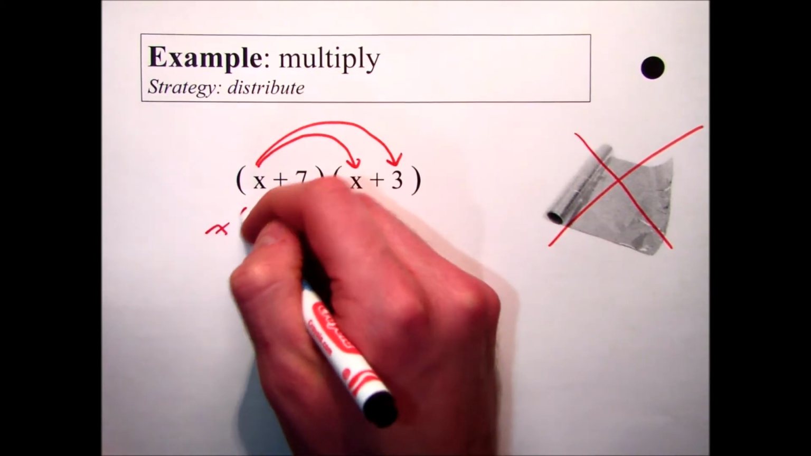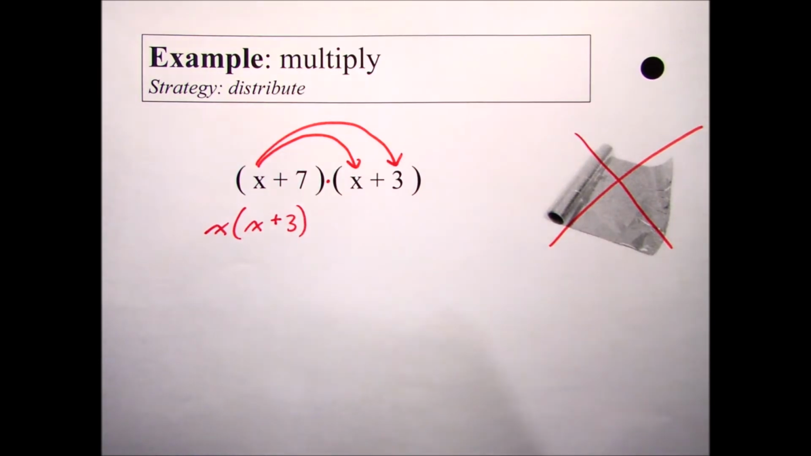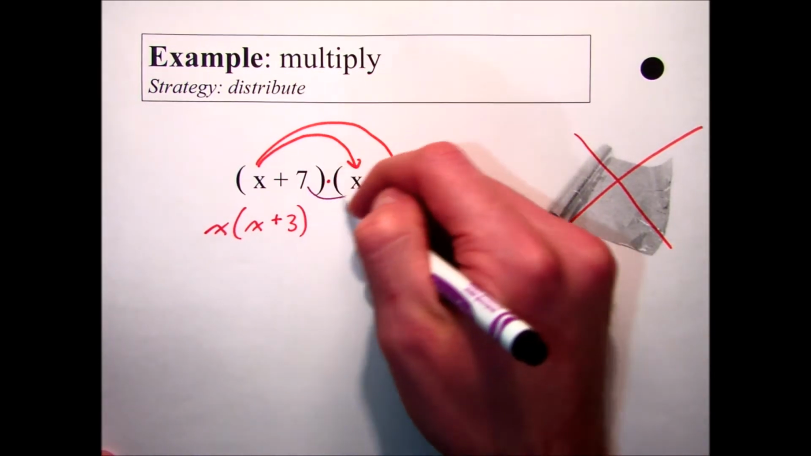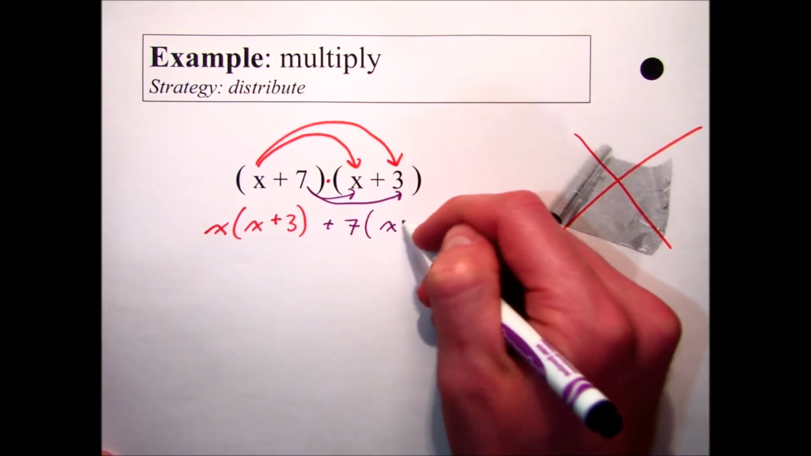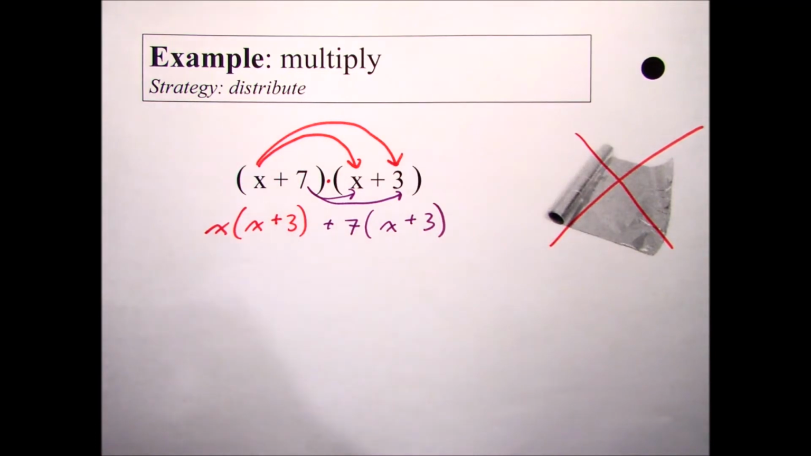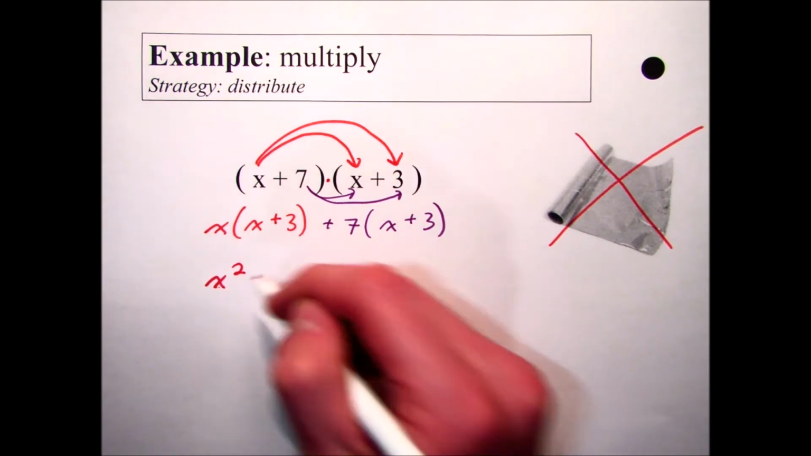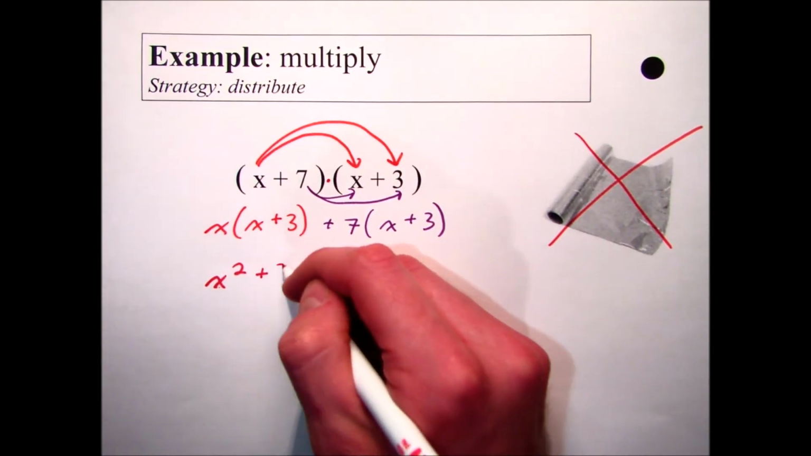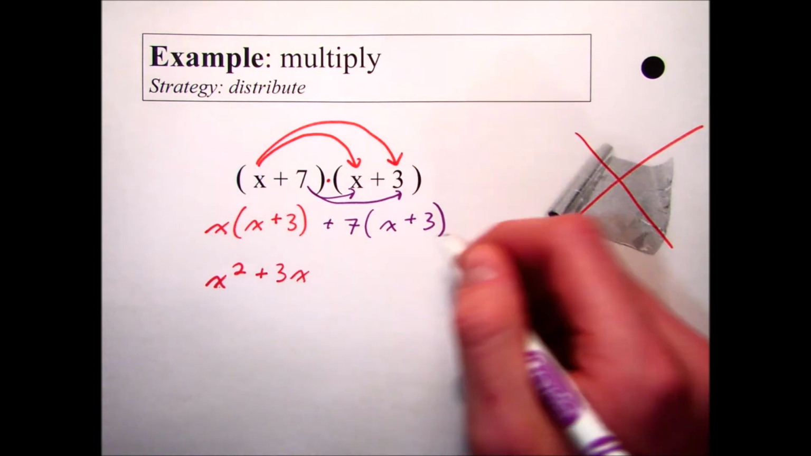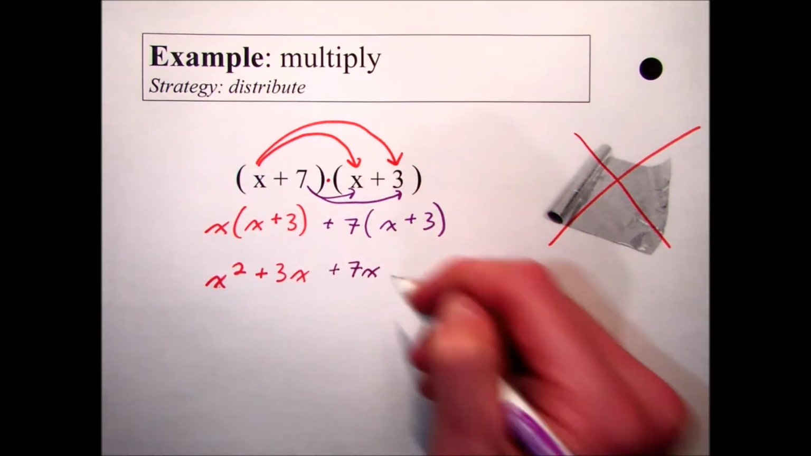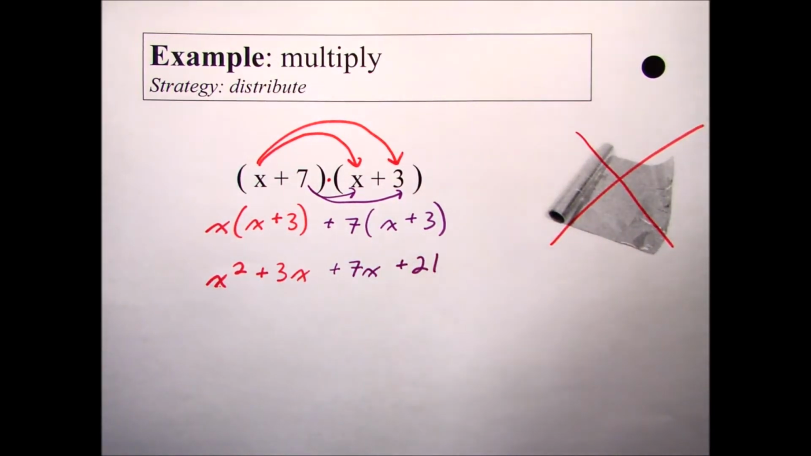So we will have x will be multiplied with x plus 3, and then the 7 will be multiplied with the x plus 3 as well. And we will end up getting x times x is x squared, x times 3 is positive 3x, 7 times x is positive 7x, and 7 times 3 is positive 21.